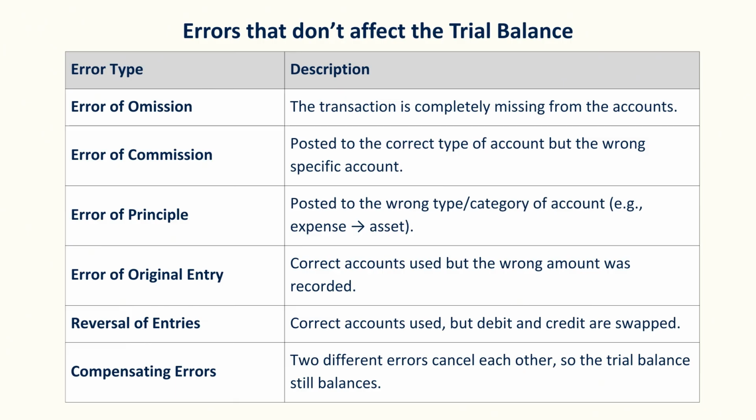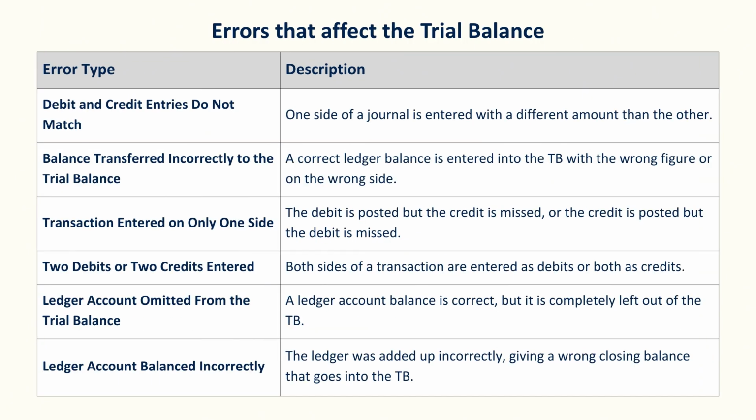These are the key errors that don't impact the trial balance, which is why we can't rely on a balanced trial balance to mean everything is correct. A trial balance can agree, but the accounts may still contain mistakes. There are a few types of errors that affect the trial balance. These are older, manual bookkeeping errors. Modern systems normally prevent them, but you still need to recognise them because they explain why a suspense account may appear. A suspense account is used temporarily when the trial balance doesn't balance, holding the difference until the errors are found and corrected.